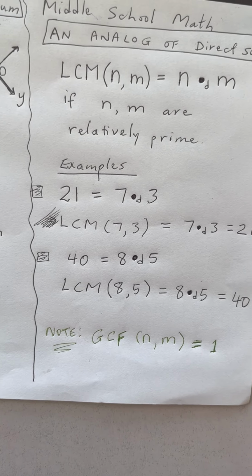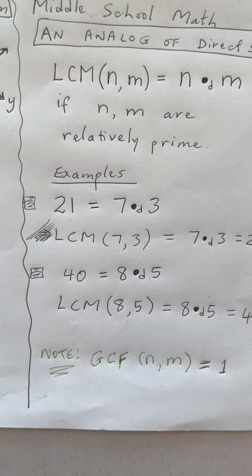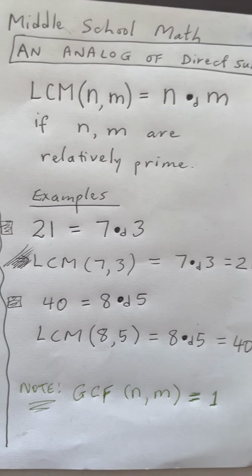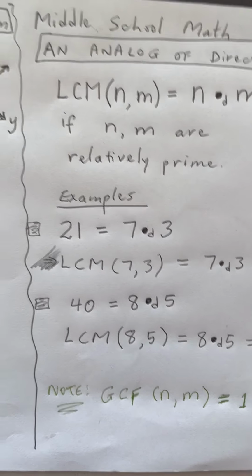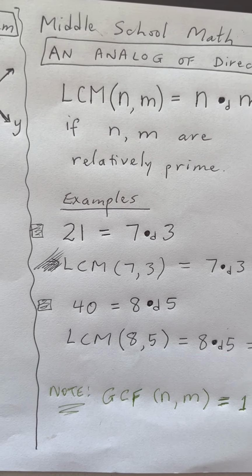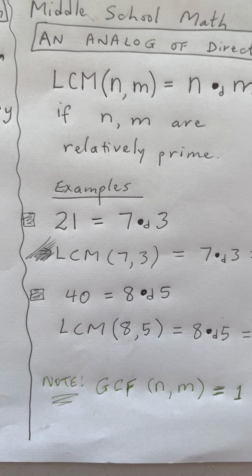And now this direct sum doesn't necessarily mean you're adding, as you can possibly see here. So in this case, our direct sum is a product. And so 7 times 3 is 21. That's the only way you can get the LCM of 7 and 3, if you multiply those two numbers. And for 8 and 5, if you multiply 8 and 5, you get an LCM, which is 40.